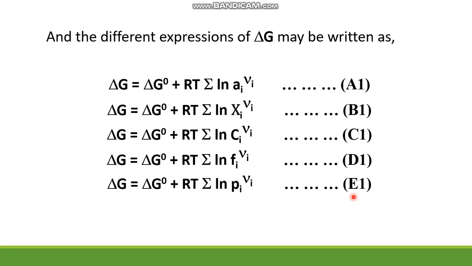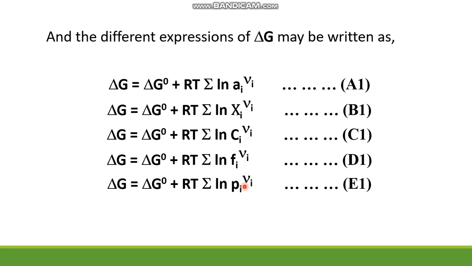The expressions are: delta G equals delta G0 plus RT summation ln ai to the power nu i, and similarly delta G0 plus RT summation ln xi to the power nu i, delta G equals delta G0 plus RT summation ln ci to the power nu i, this one fi to the power nu i, and this one pi to the power nu i. Activity, mole fraction, concentration, fugacity, and partial pressure. These are the expressions of standard free energy change.